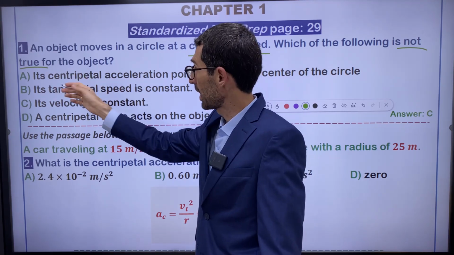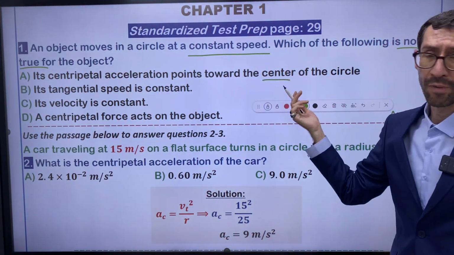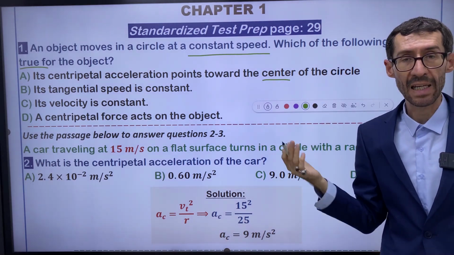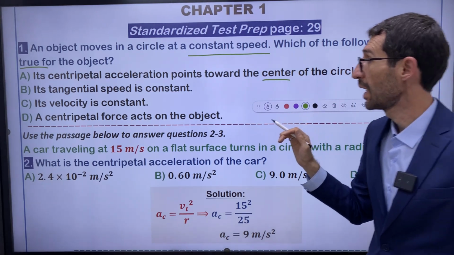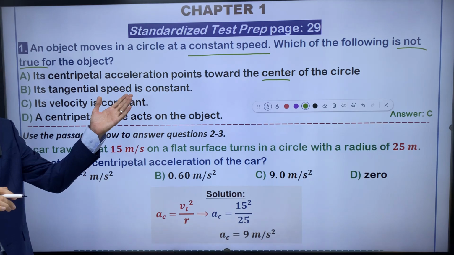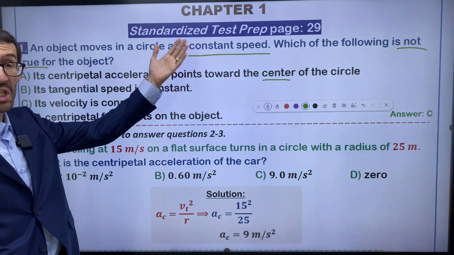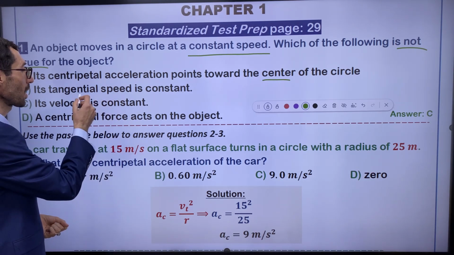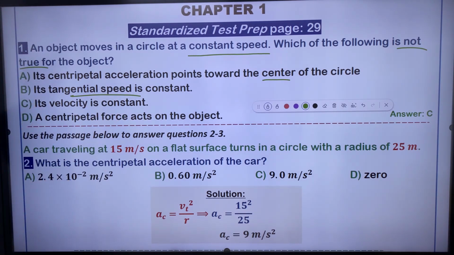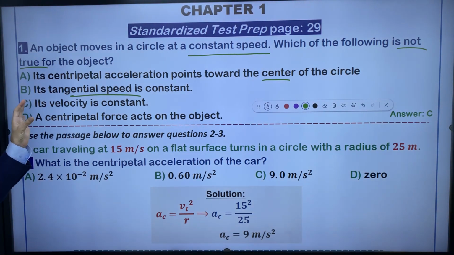Part A says its centripetal acceleration points toward the center. Of course, it's true. Centripetal acceleration, AC, points toward the center of the circle. Its tangential speed is constant. Yes, because the question says at constant speed. So tangential speed is constant, no problem. We believe it. See, its velocity is constant. So we don't buy this option. This option is not true.